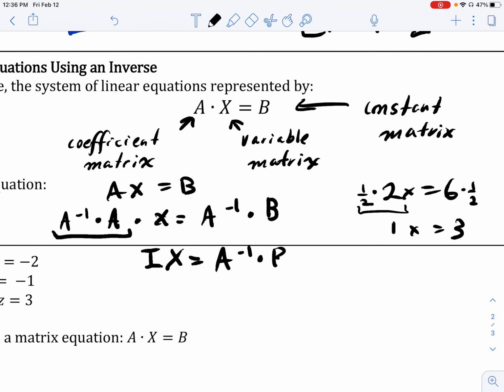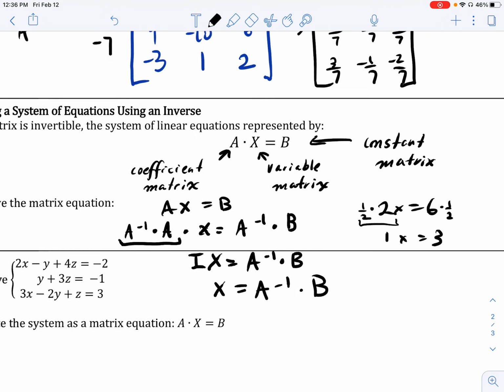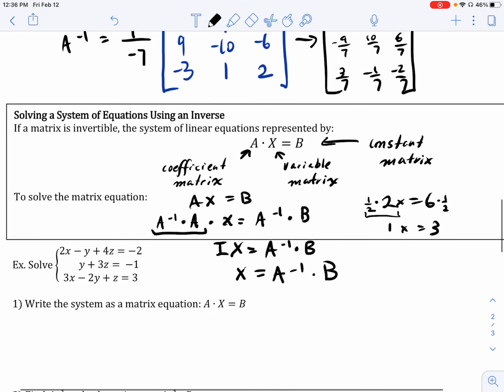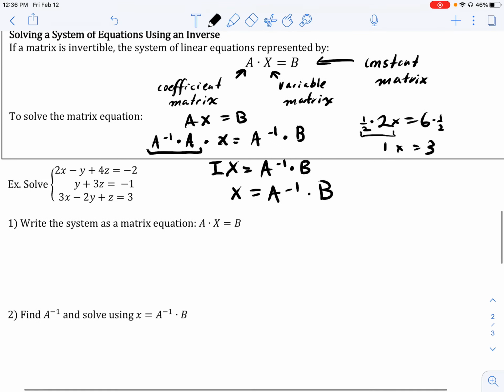And this is how we would solve a system. This is how we would isolate that X, or that variable matrix, so that our solution is simply the following here. So as I keep saying, I think it'll be most helpful if you see this in an actual problem. So let's go ahead and do this example here so you can see how this works.